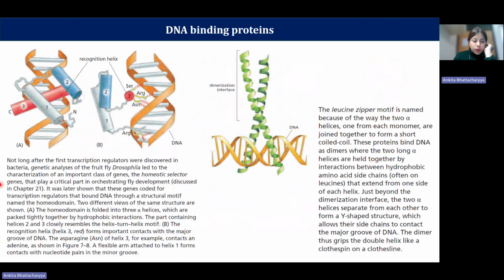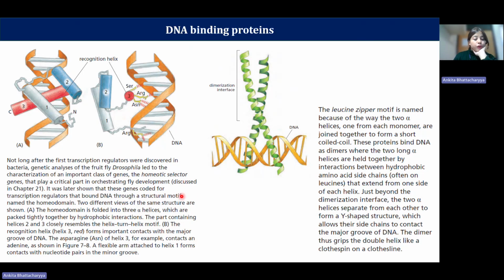Next, soon after, genetic analysis of the Drosophila fruit fly led to the characterization of another important class of genes called the homeotic selector genes, which play a critical part in fly development. And it was shown that these genes coded for transcriptional regulators that bound DNA through a structural motif called the homeodomain. So this homeodomain is an entirely large group of proteins which also function as transcription factors, not just in Drosophila but in eukaryotes as well.